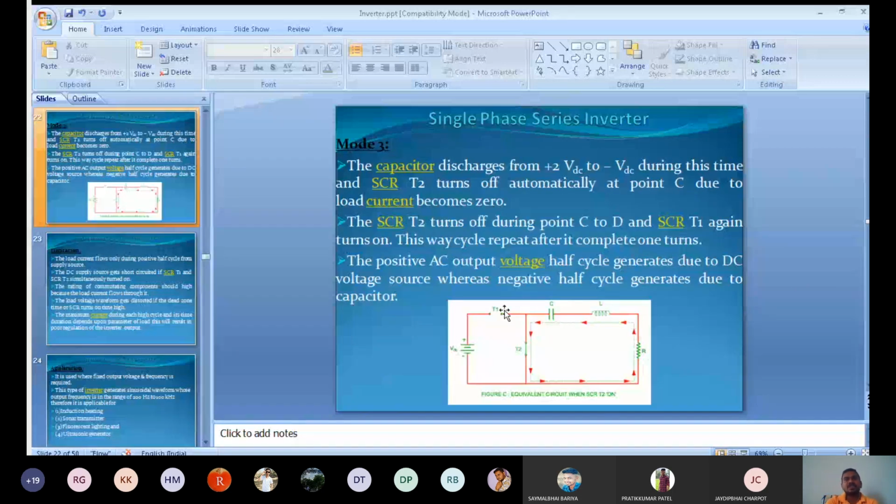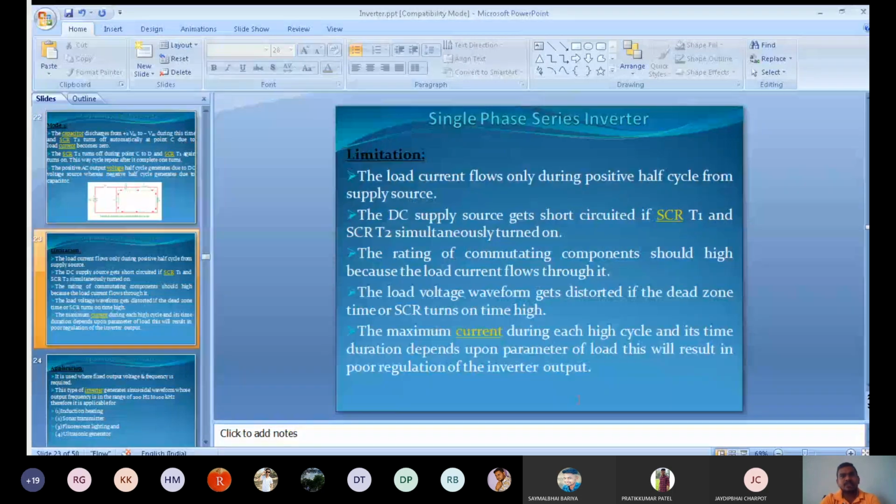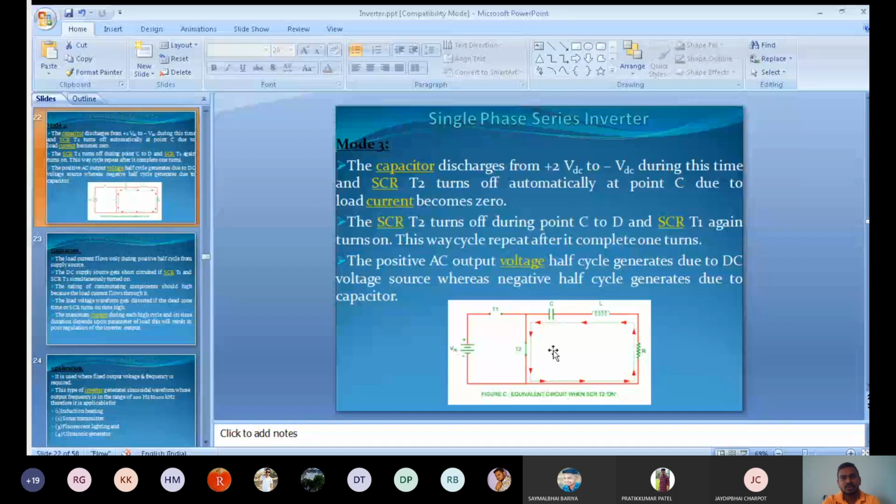Okay, so the limitation of the single phase series inverter. The load current flows only during the positive half cycle from the supply source. If we see the circuit during the positive half cycle, only then will current flow from the source. When T1 is off, at that time current will not flow through the source. Okay, so this is the limitation.